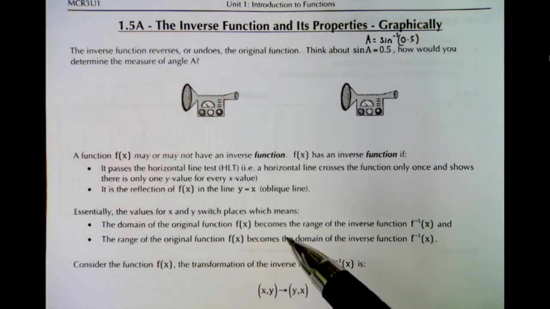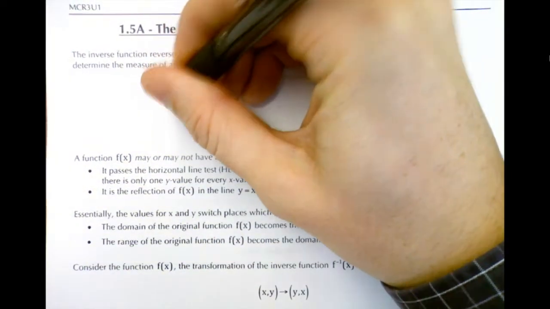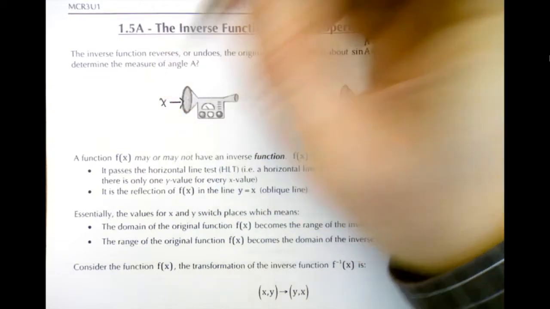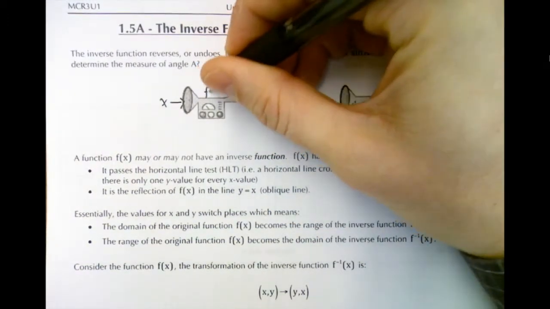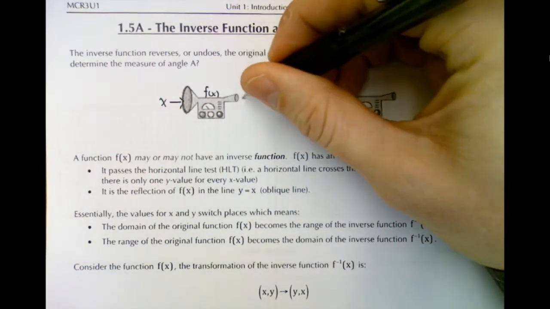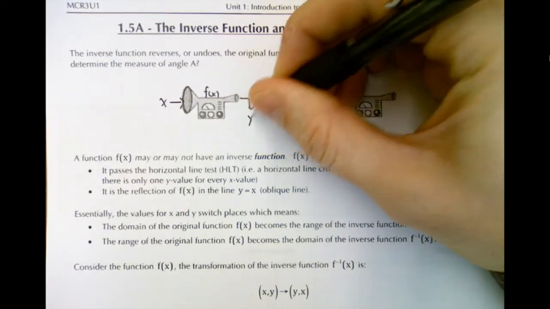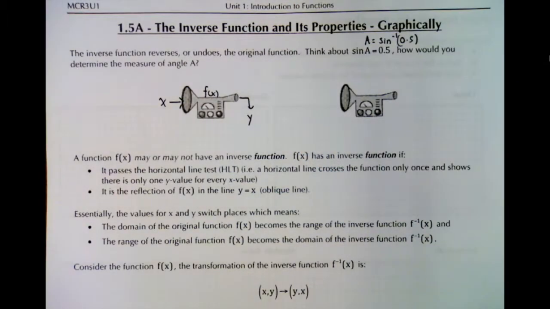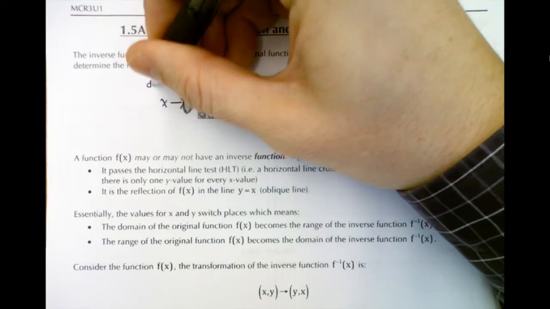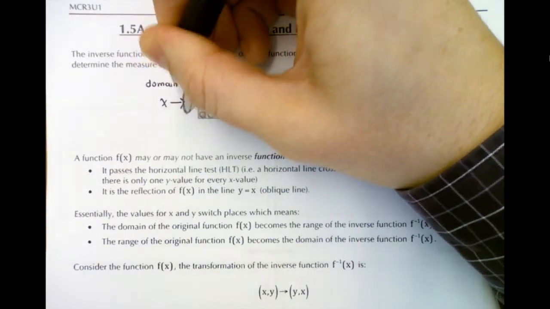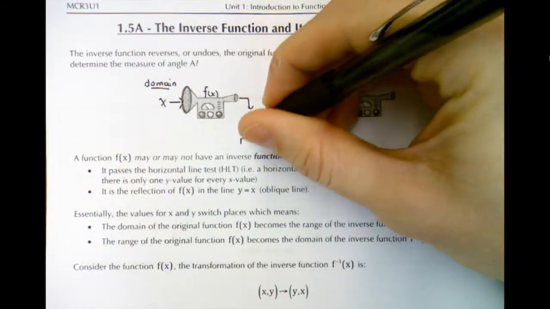So if I use this machine as an example, if we have an x and we feed it into a function, we get out a y. What we put in is called the domain, and what we get out is called the range.